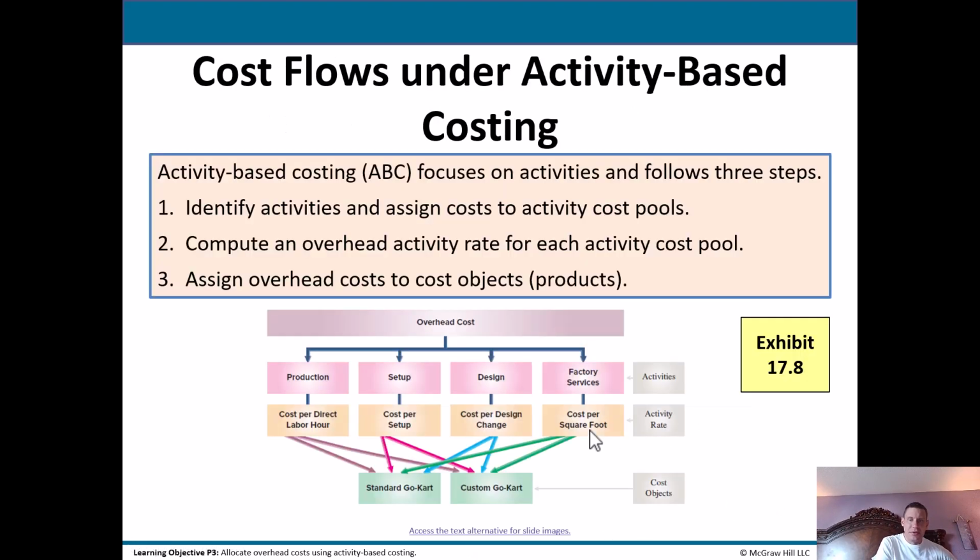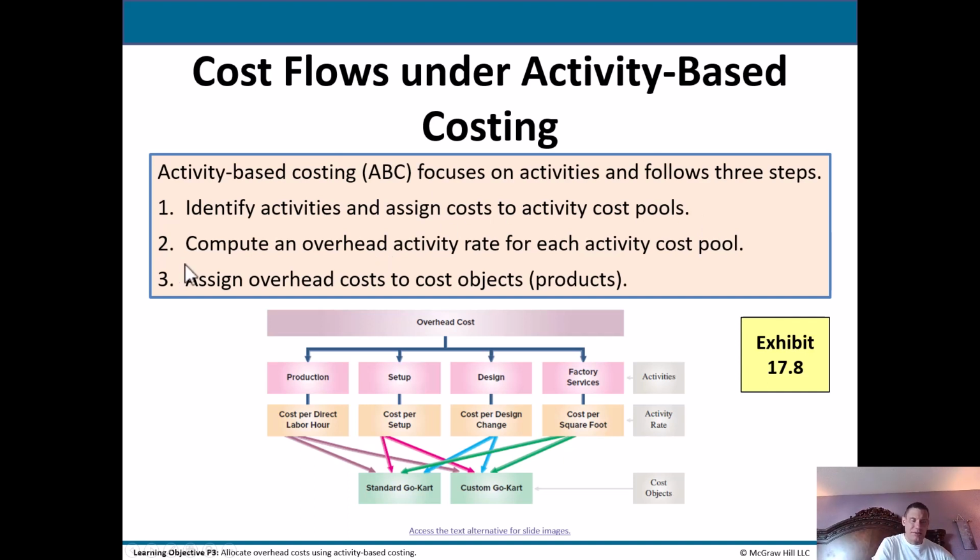All right, so let's get into activity-based costing. This is the one where we're going to come up with a bunch of activities for the overhead. We're going to look at the overhead and try to categorize it into different activities, and we're going to have a different overhead rate for each individual activity. So ABC focuses on activities and follows 3 steps. Number 1, identify the activities and assign costs to the activity cost pools.